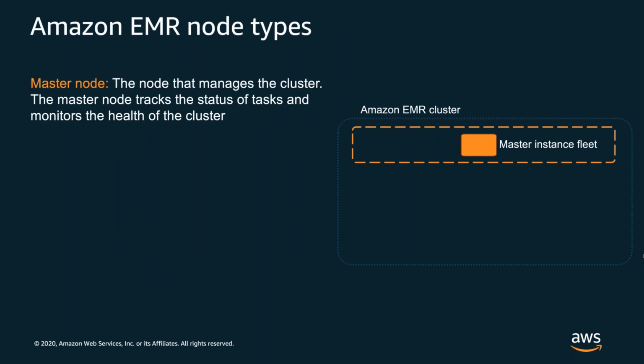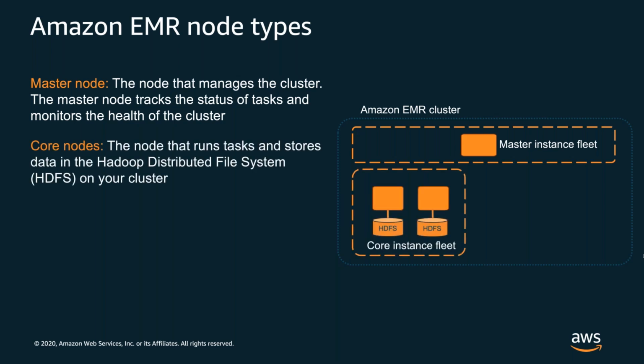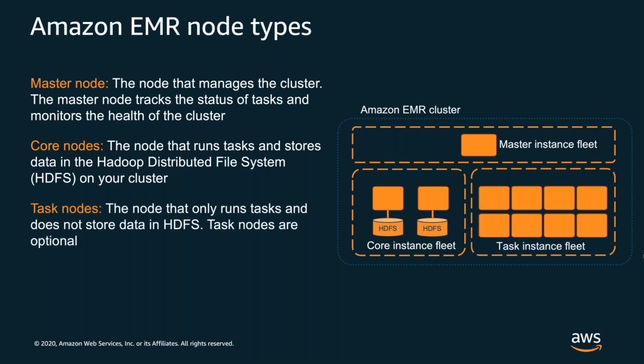All right, so an EMR cluster is comprised of three different types of nodes. We have the master node, which is taking care of basically running the cluster, right? It tracks the status of the task, it monitors the health. It's a really important and critical part of the cluster. The core nodes are nodes that run tasks and store data. They add HDFS to the cluster if we need it. And then the task nodes are basically independent additions of compute and memory as needed.